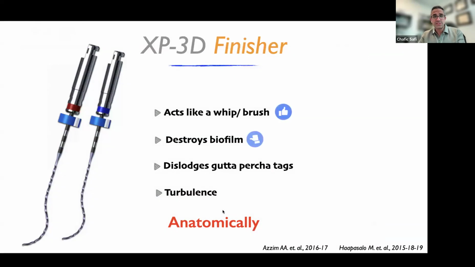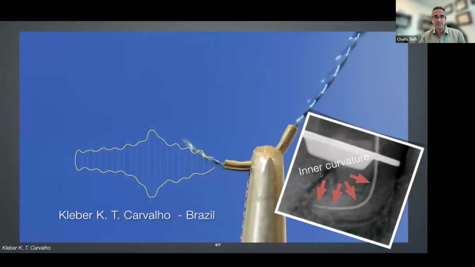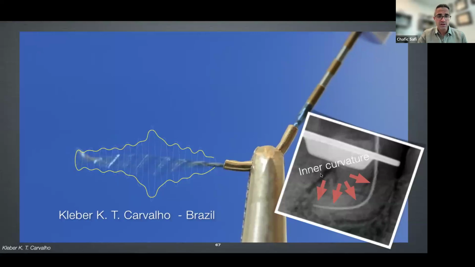Now, the XP-endo Finisher has been shown to act like a whip, as a brush to destroy biofilm, dislodge gutta-percha, and create turbulence in an anatomical fashion. So it's helping us to reach our microbial control in an anatomical way, respecting the original anatomy of the root canal system. And this is another video showing you the range of motion of this beautiful file.